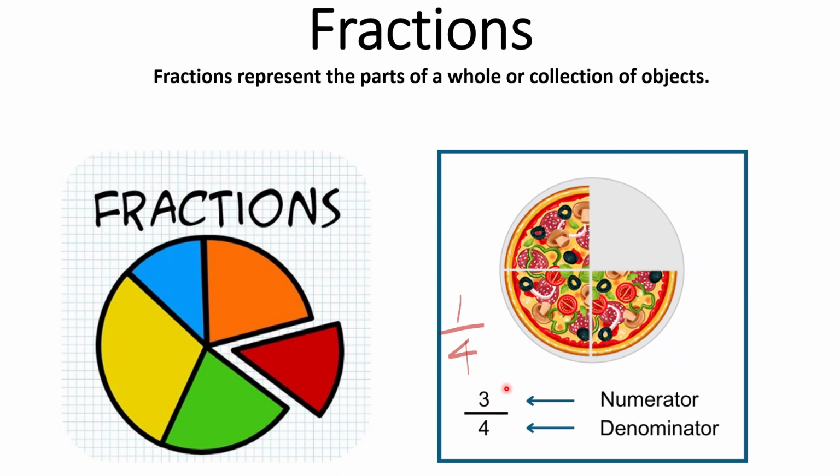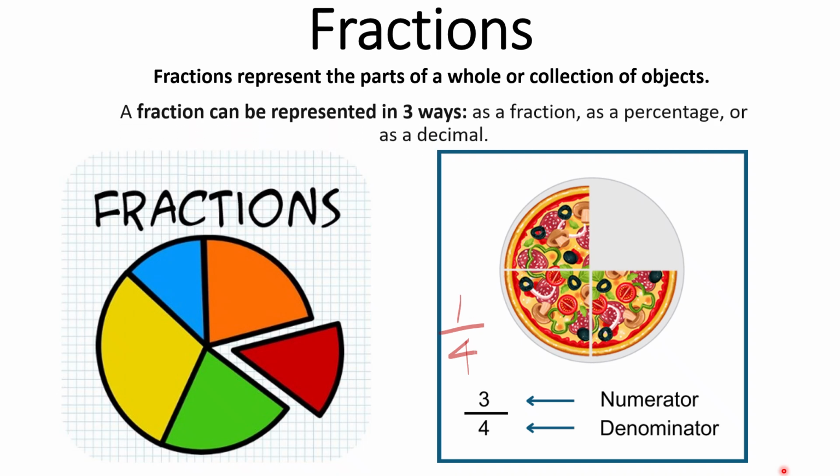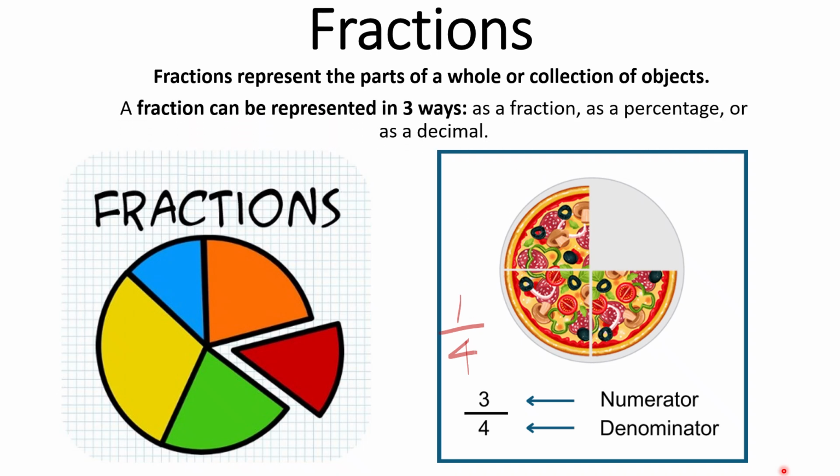Now one more important thing you should know about fractions is that they can be represented in 3 different ways. One, you can write it in fraction form. Two, you can write it as a percentage, so 3/4 means 75%. Or you can show it with the help of a decimal also. When you divide it, you can show it as a decimal, so fractions can be shown as fractions, decimals and percentages.